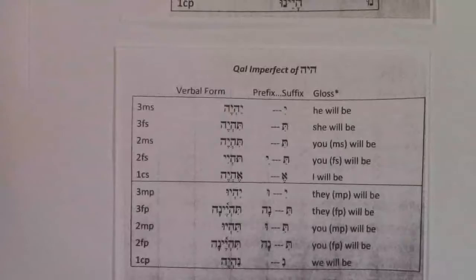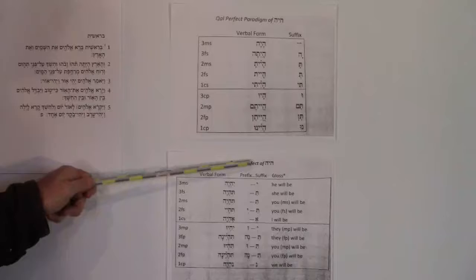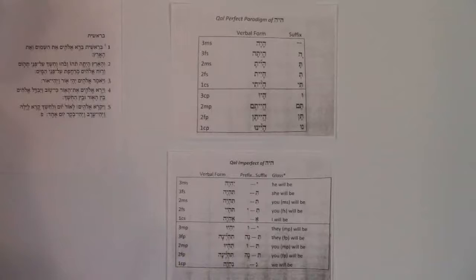With the imperfect, you're going to have a prefix and a suffix. That should stand out to you. I think that's the biggest point I want to make to you in terms of identifying the difference between the Qal perfect and the Qal imperfect right now: just remember that the Qal perfect has a suffix only added to the simple verb form. The Qal imperfect has both a suffix and a prefix.